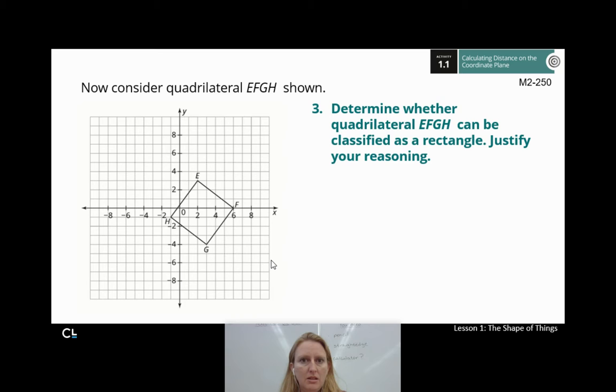You might want to start by looking at the slopes. You might want to find the slope of each side, the rise over run. Go ahead, hit pause, see if you can find the slopes for each side, and decide whether it's a rectangle, and then hit play when you're ready to check your work.